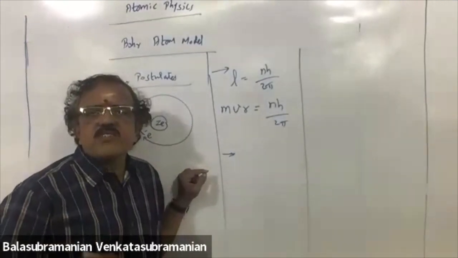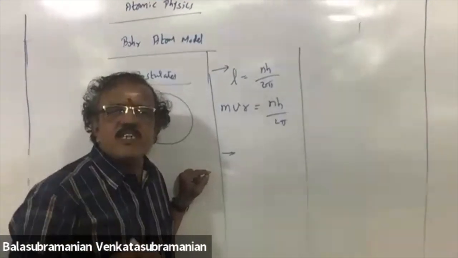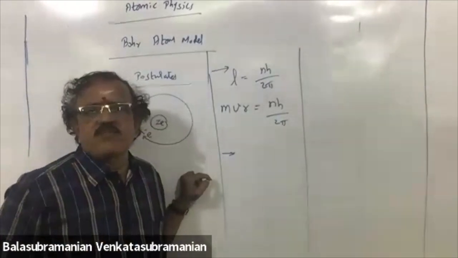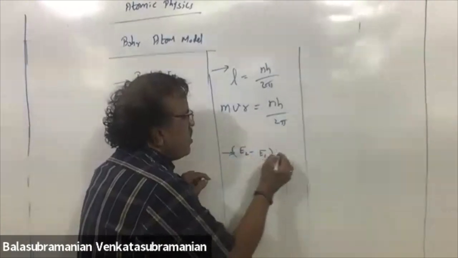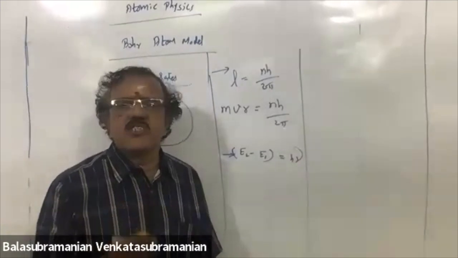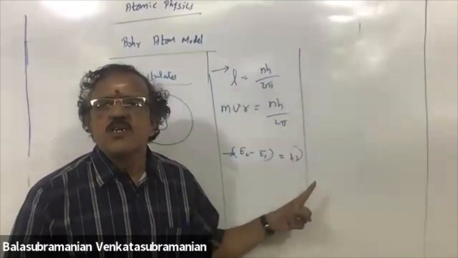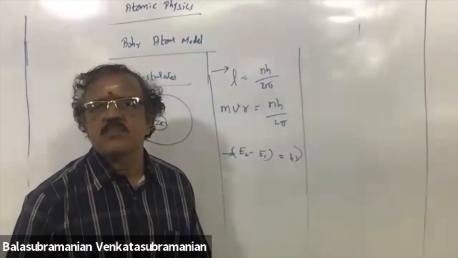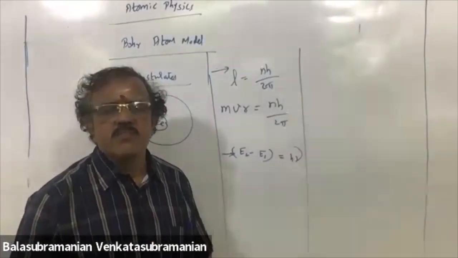Second postulate: sir, is it not emitting energy at all? It is emitting, but when the electron jumps from a higher orbit to a lower orbit, it is emitting radiation. E2 minus E1 is equal to h nu. E2 minus E1, higher orbit energy minus lower orbit energy. h is called Planck's constant. Nu is called the frequency of radiation emitted. So these are the two basic postulates of Niels Bohr.